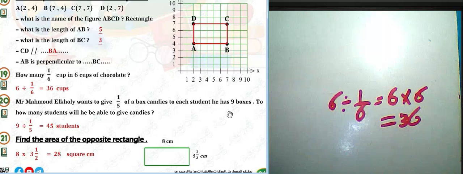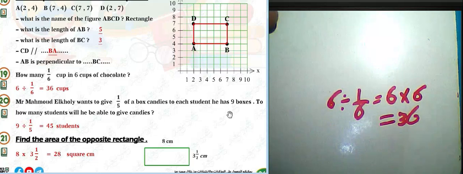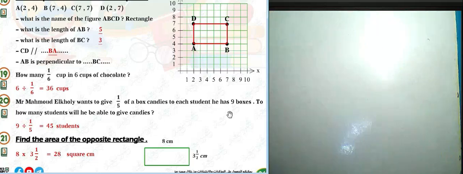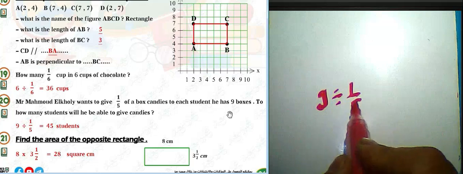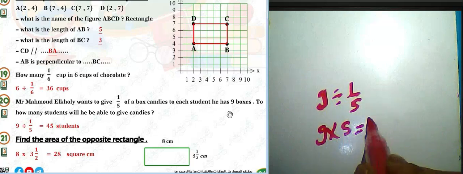We can divide 9 by fifths because he gave fifths of a box of candies for 9 boxes. He asked, how many students is he able to give candies? We can divide 9 by fifths because he has 9 boxes and gives fifths of the total. Fifths of what? Of 45. Or you can divide 9 by fifths: 9 multiplied by 5 equals 45.